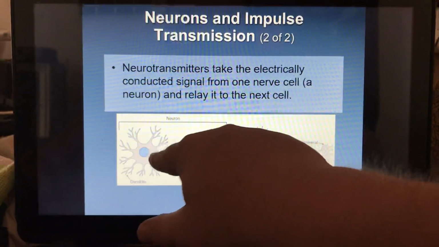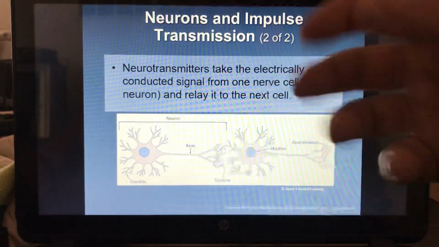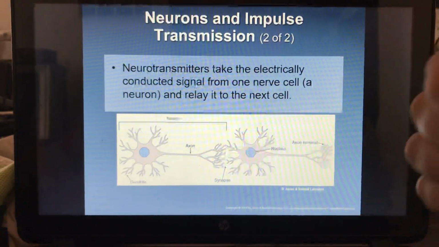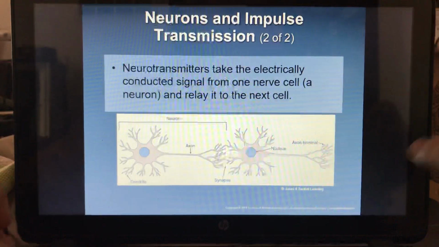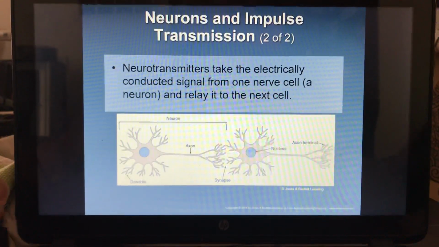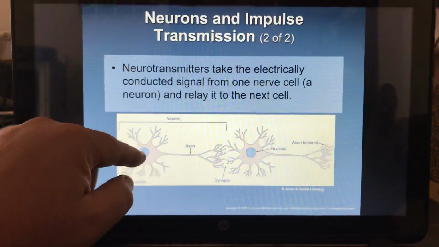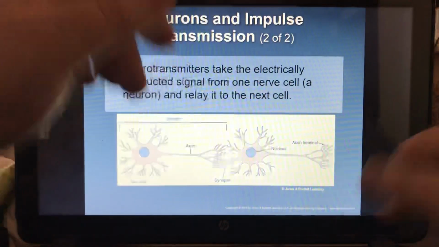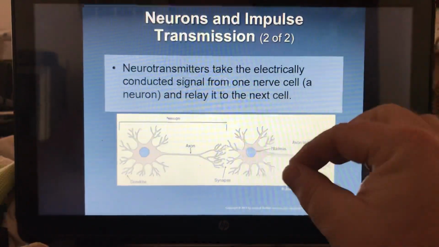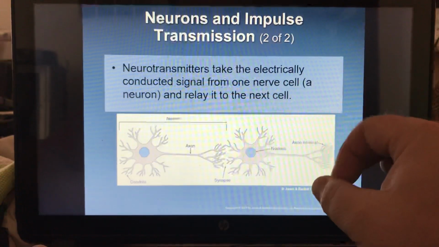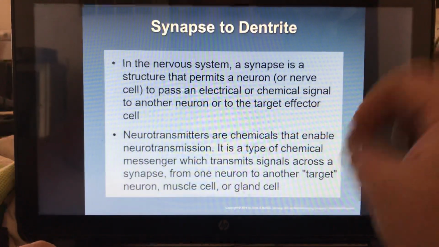And again, the signal is going to travel down this axon. So when a signal is generated, whether it be sensory, back up to the brain, or from the brain back down to the body of some sort of motor response, it's going to start in the body and then work its way down. The synapse is where all the action takes place. We're going to talk about that.